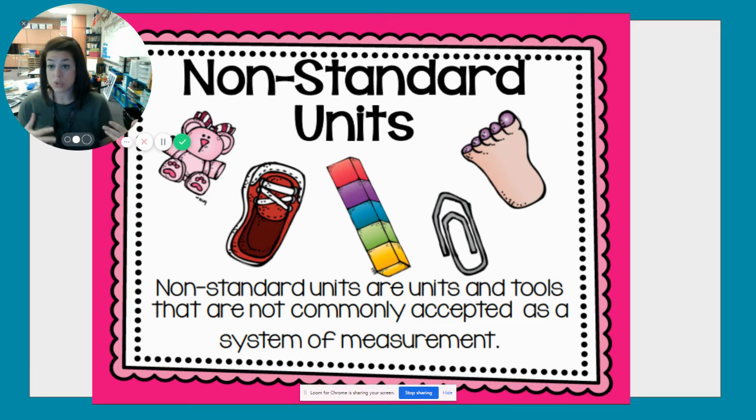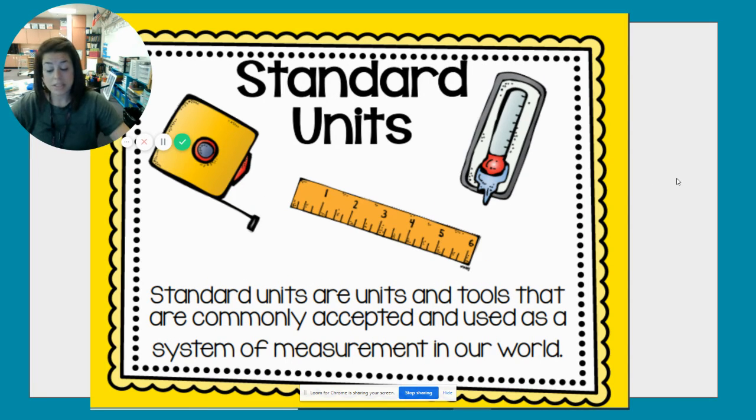Snap cubes and shoes and things like that that you use to measure something is not what we see in our everyday world. It's not what people use. What people use are called standard units of measure. And standard units of measure are using a tape measure and a ruler and a thermometer because that's what everyone uses and that's what people would understand.